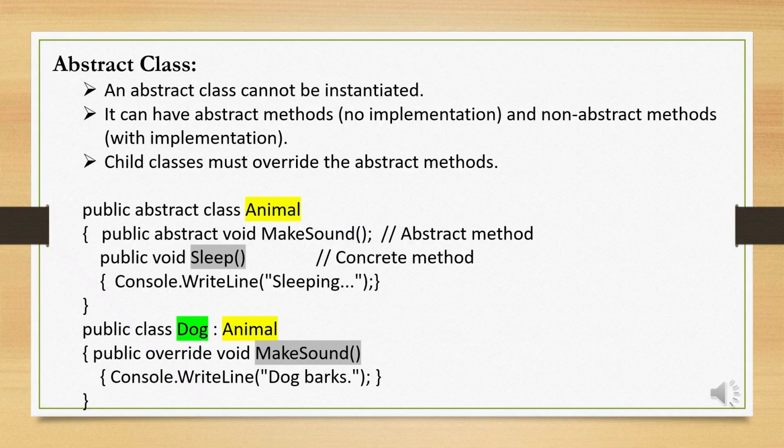MakeSound is an abstract method. It has no body implementation in the Animal class. It must be implemented, overridden, by any class that inherits from Animal. Sleep is a concrete, non-abstract method. It has a body and common logic, for example sleeping, that can be used directly by any subclass, like Dog. Dog inherits from Animal. Since Animal has an abstract method, Dog is forced to override MakeSound.